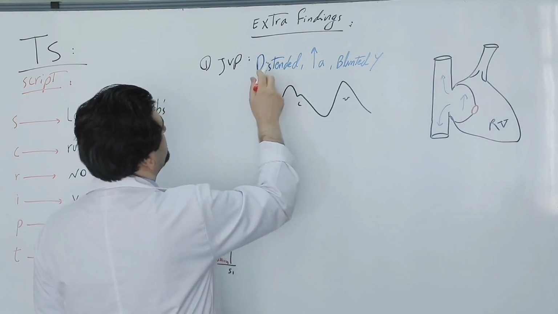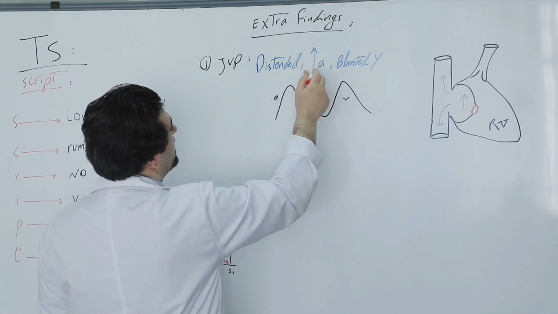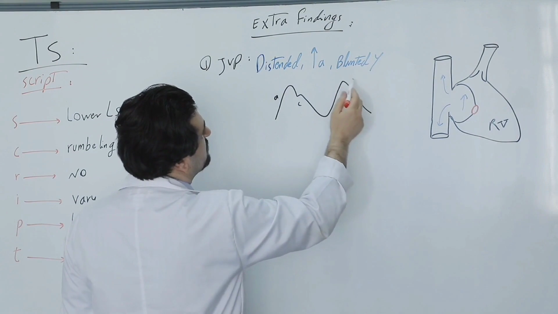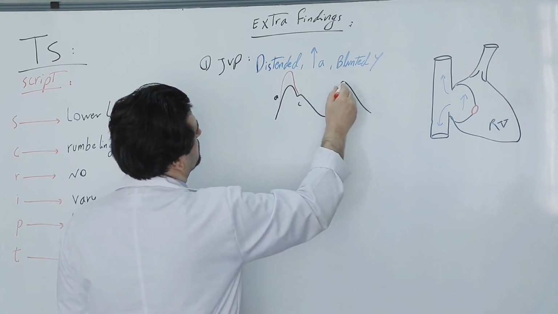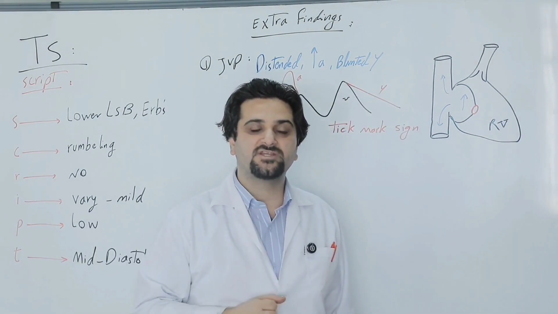In a patient with severe TS, in addition to JVP distension, the A wave also becomes prominent, and the Y wave becomes blunted. That means the slope of the Y wave decreases. What is the reason for these changes in the jugular venous curve?